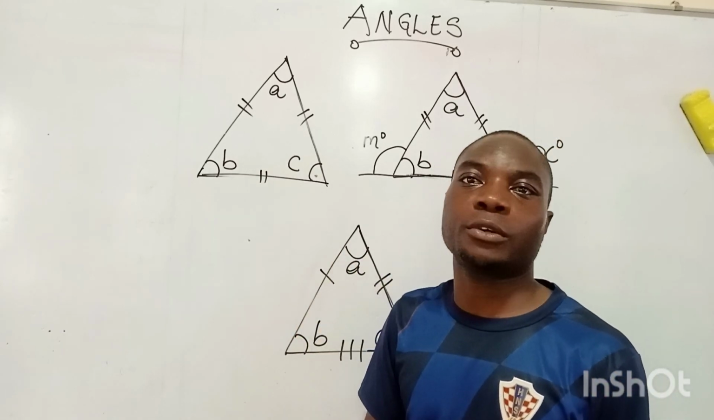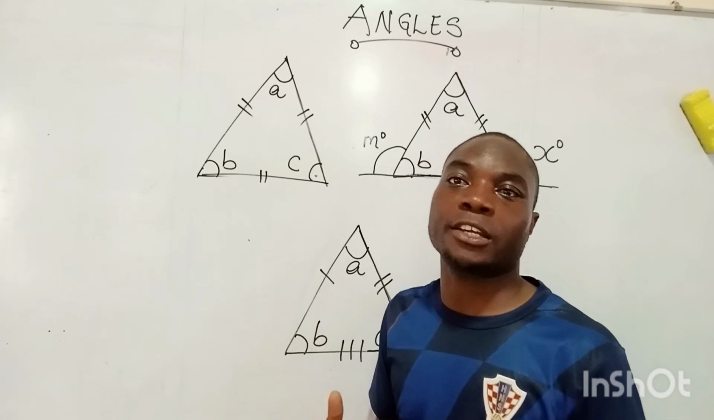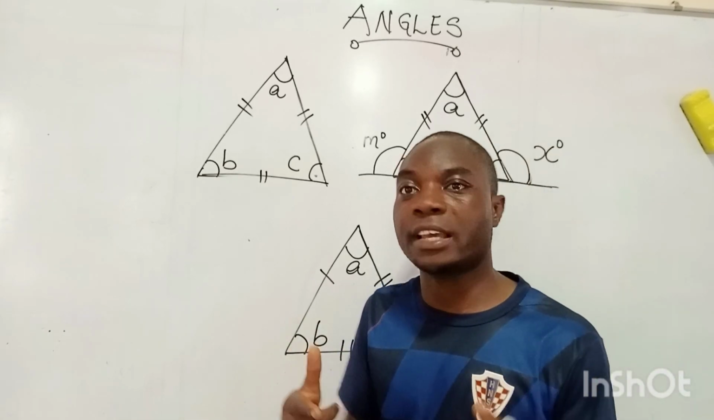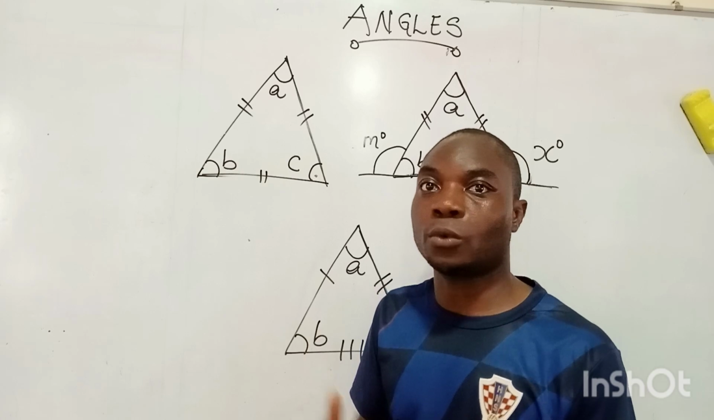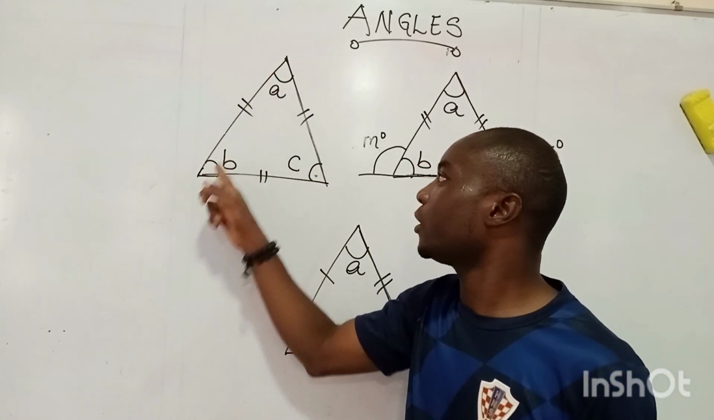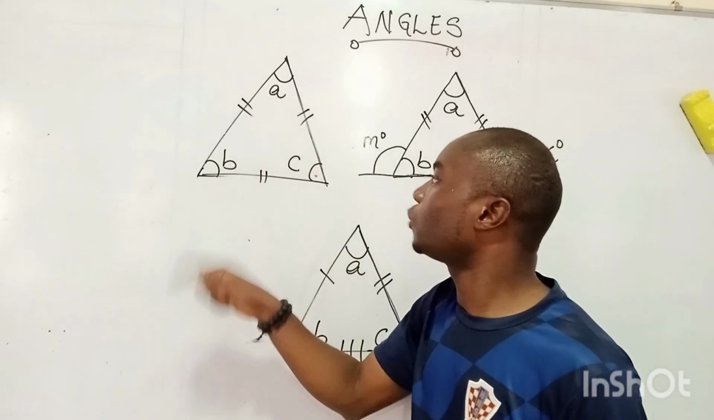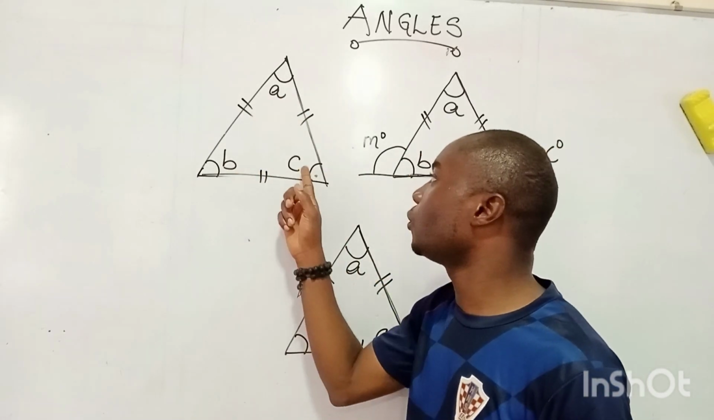An equilateral triangle, three of its sides are equal, and also, if the three sides are equal, the three angles inside the triangle are also equal. Here are the three sides of this triangle, and also the three angles are equal. That means angle A is equal to angle B and is equal to angle C.